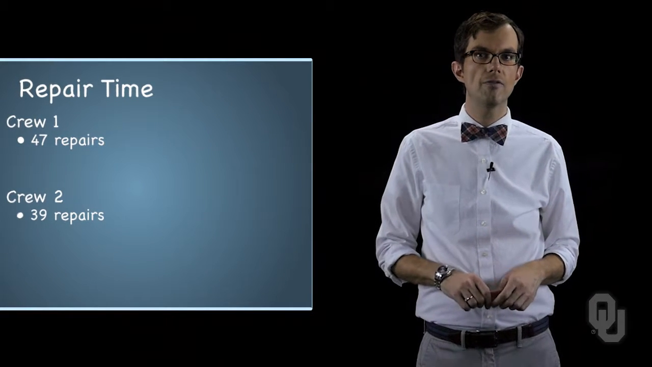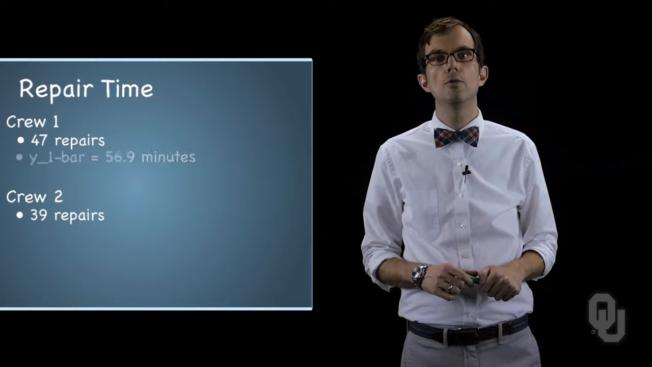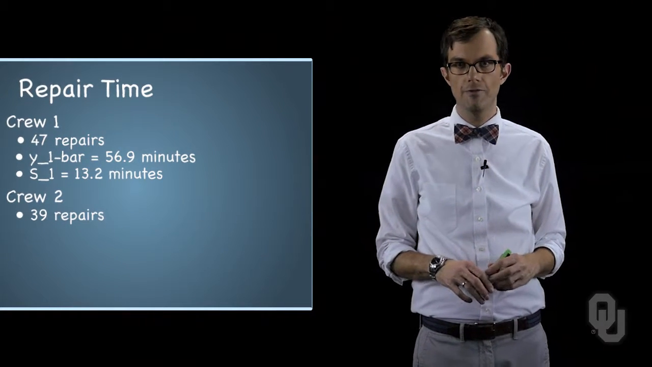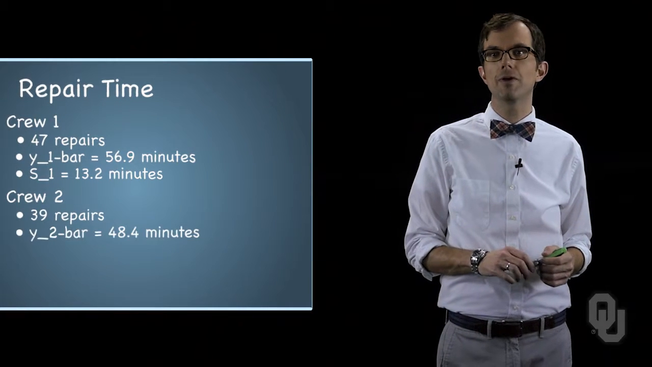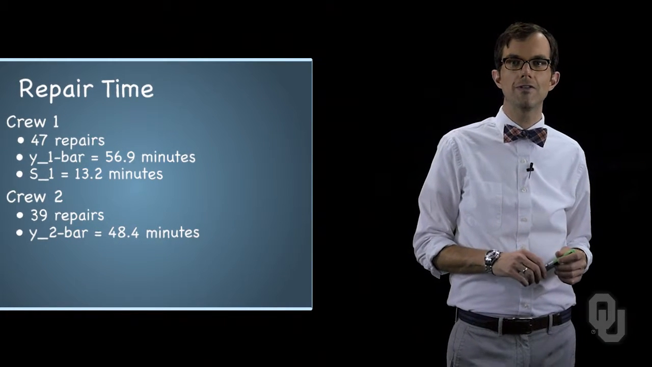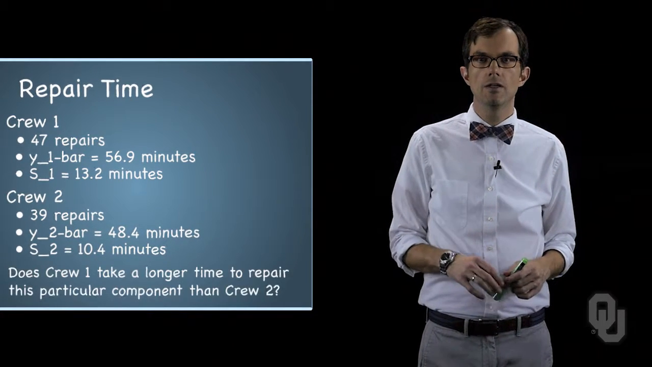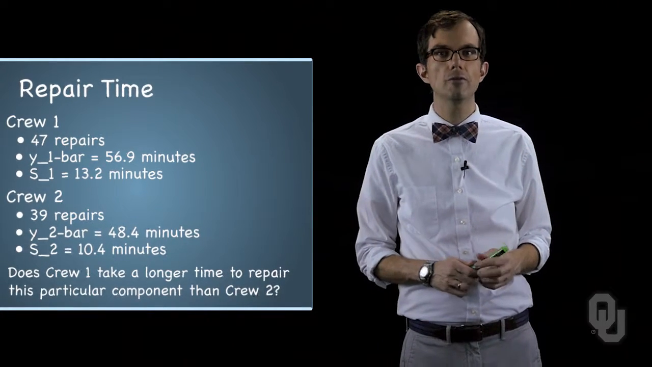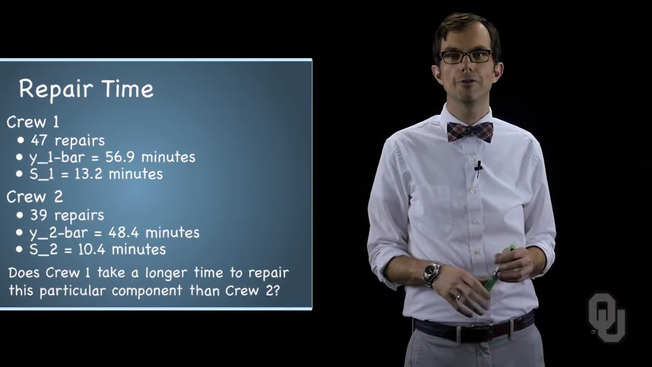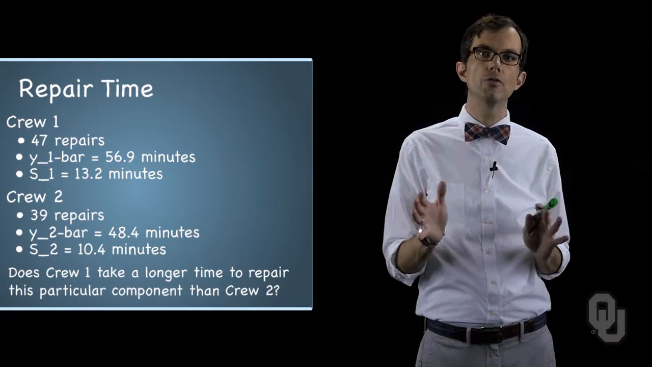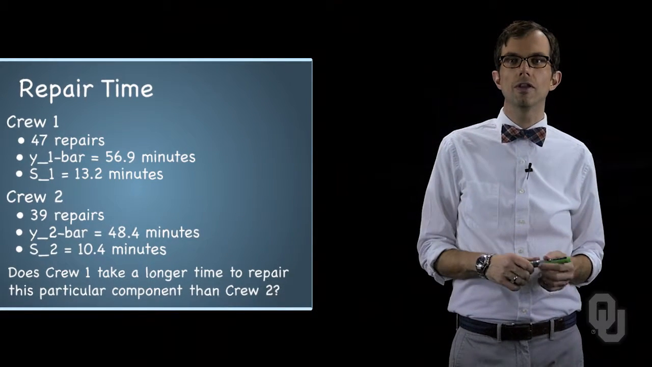The mean repair time for the sample of jobs for Crew 1 was 56.9 minutes with a standard deviation of 13.2 minutes. For Crew 2, mean repair time was 48.4 minutes with a standard deviation of 10.4 minutes. Let's say we want to know this. Does Crew 1 take a longer time to repair this particular component than Crew 2? Assume that the data collection environment was the same for both crews and representative samples were collected.